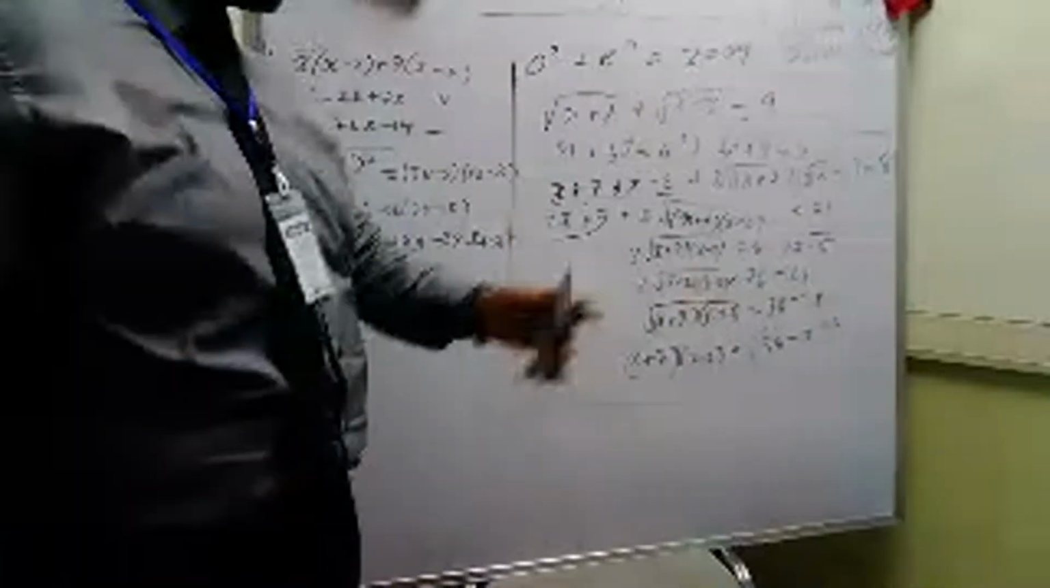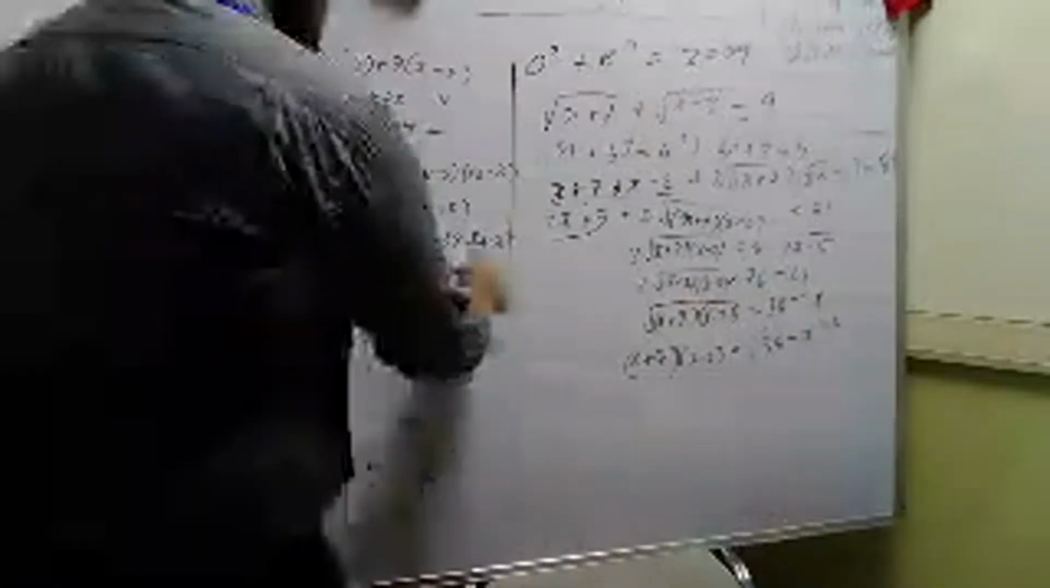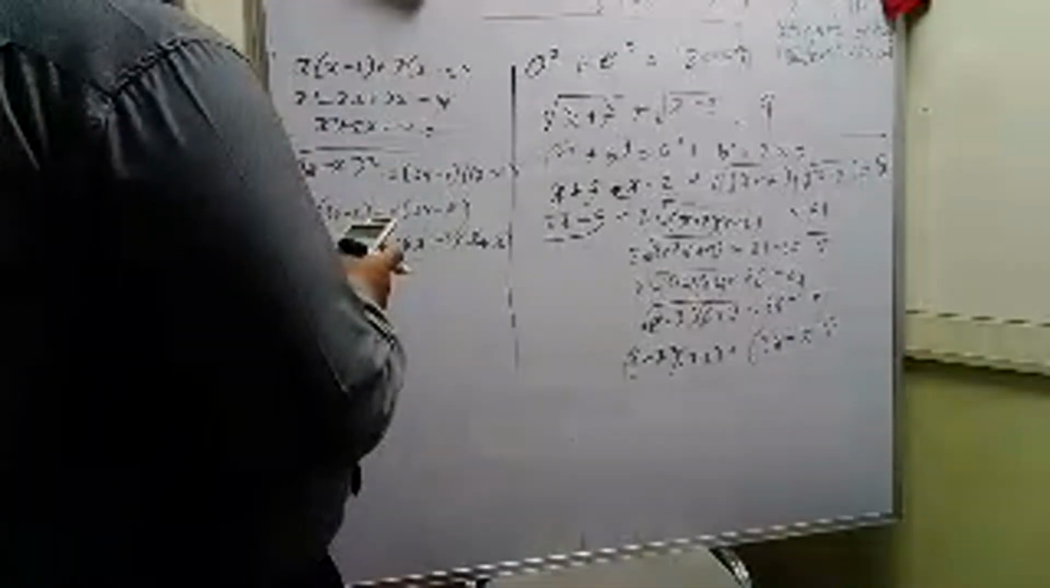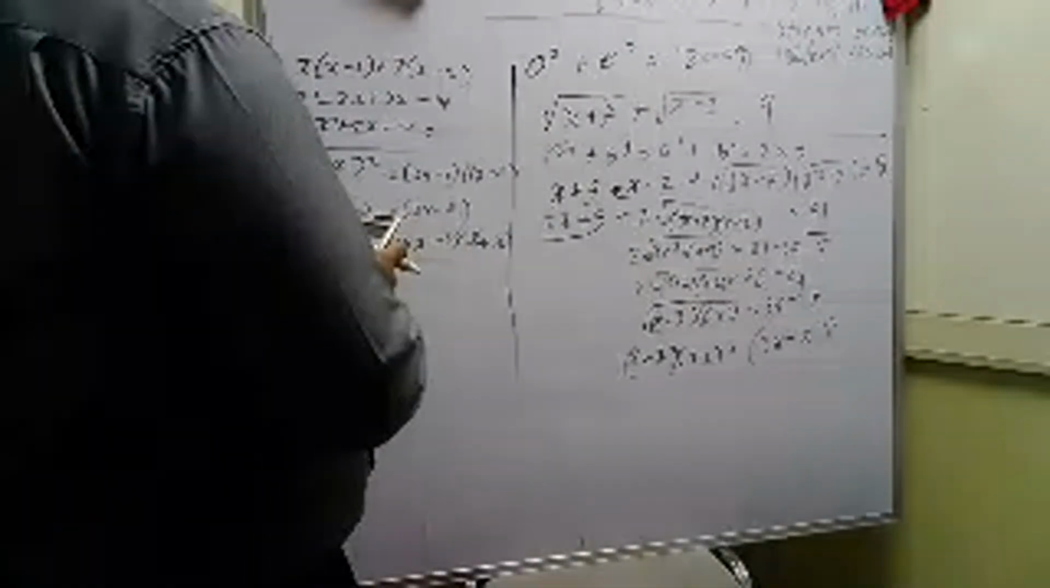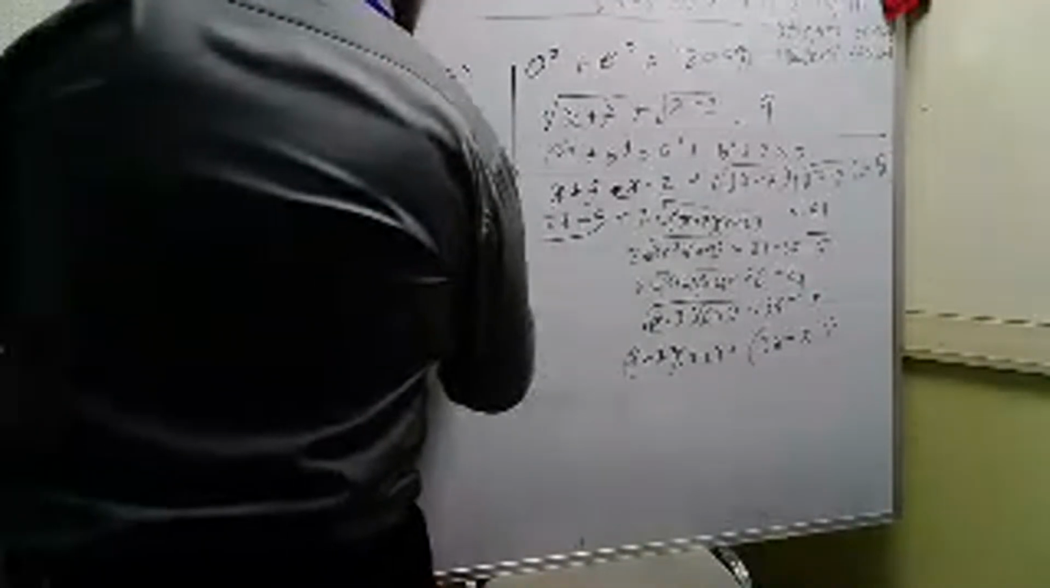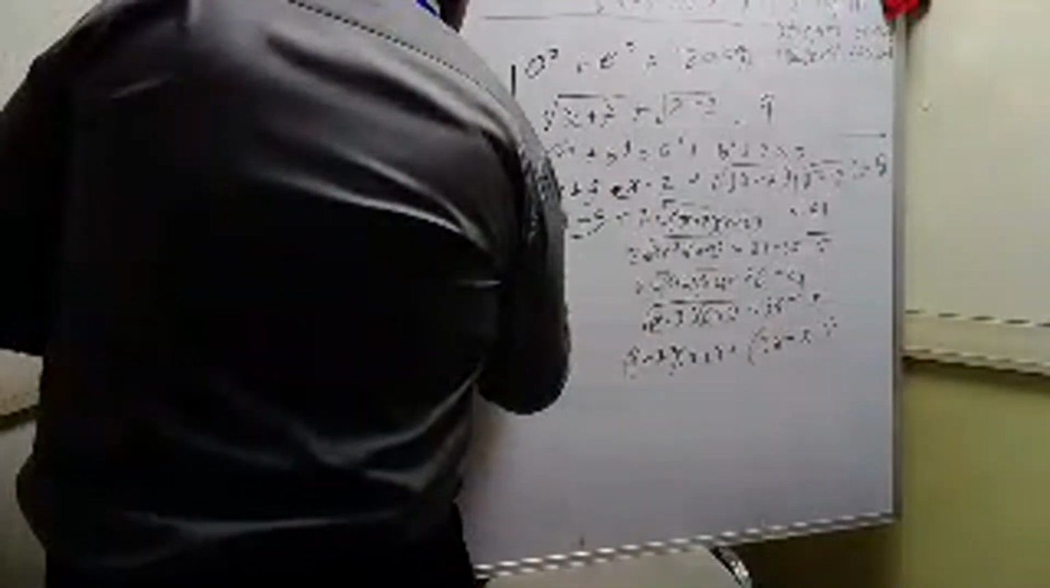What do you think we do next? The next thing we do is to take the like terms. 38 plus 38 is 76. So we have 1444 minus 76x plus x squared.